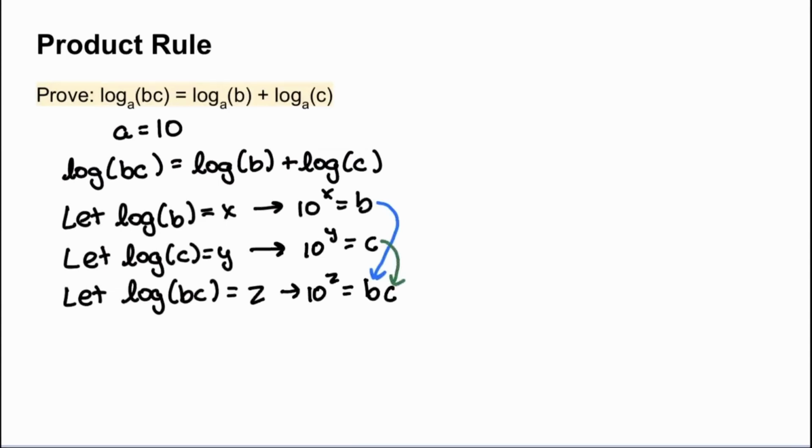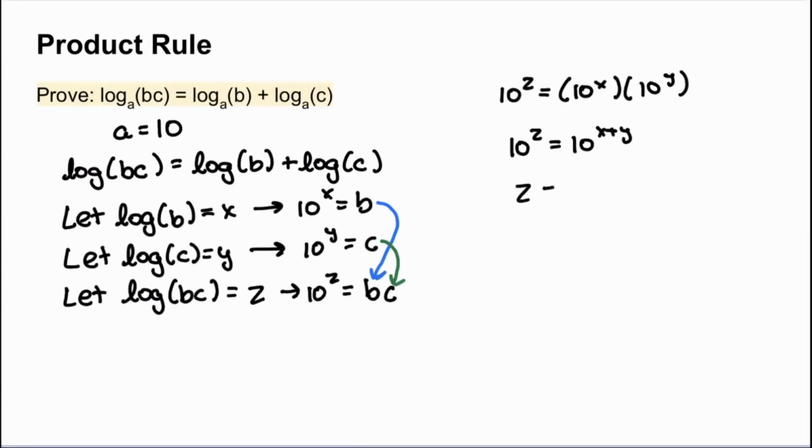And so rewriting this statement, we have 10 to the z power is equal to the product of 10 to the x and 10 to the y. Now focusing on this side, if we have a product of two numbers with the same base, we can add the exponents. So we have 10 to the z power is equal to 10 to the x plus y. Now, if we have an equation with both sides of the equation having the same base, we can now just focus on the exponents. This is the one-to-one property. Now we have z is equal to x plus y.